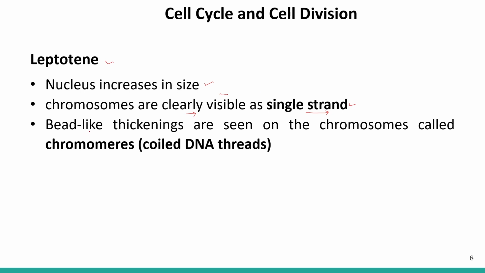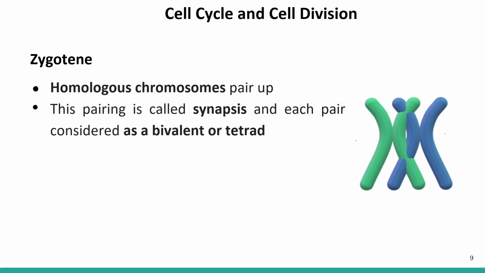Another thing observed is the presence of chromomeres during leptotene. Chromomeres are the bead-like thickenings present on the chromosomes. What are these bead-like thickenings? They are nothing but coiled DNA threads present on the chromosomes, and they have been named chromomeres. So the second stage is the zygotene stage.